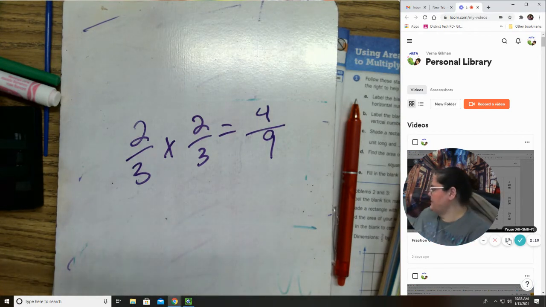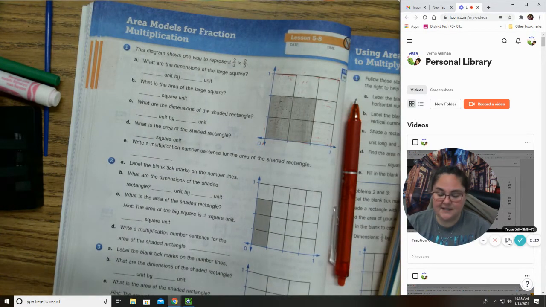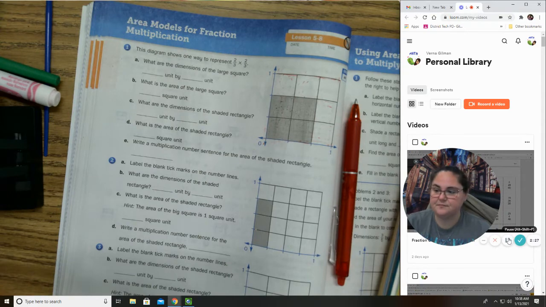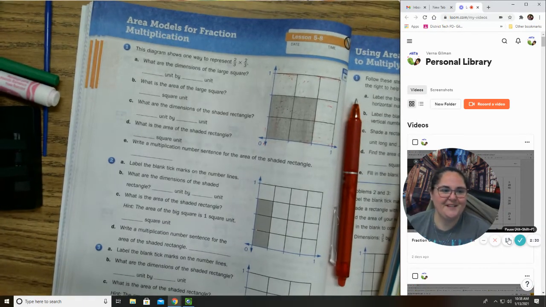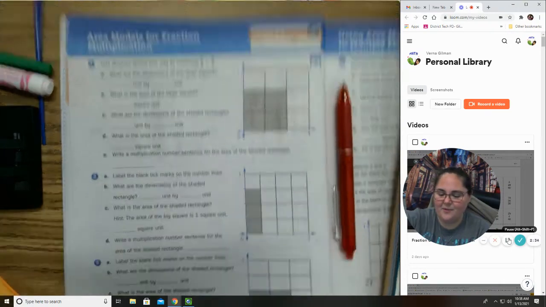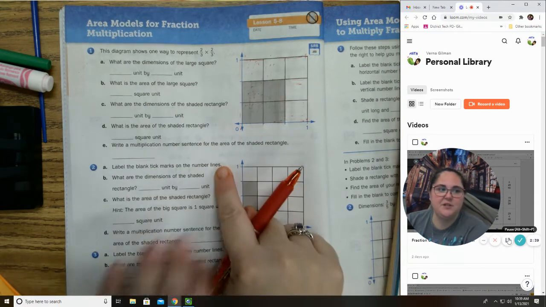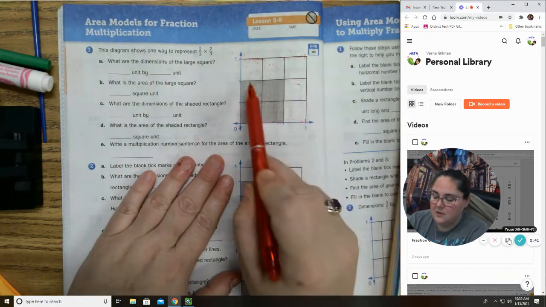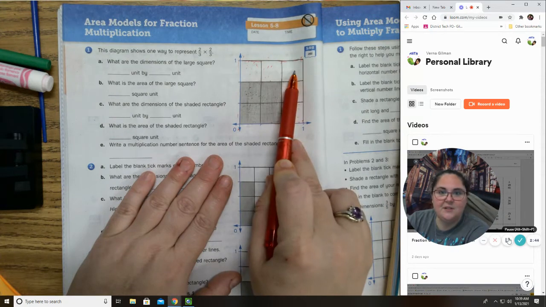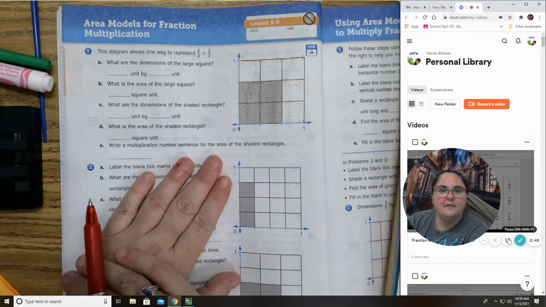All right, we're going to think about this paper folding method. We're going to think about some of the things that we've been learning, but we're going to take it to the next step. In your math workbook, we are going to be working on page 176 in your student math workbook volume 2. There we go. All right, we're going to look at the directions. It says the diagram shows one way to represent 2/3 times 2/3. It's separated into thirds this way with 2 of them shaded, thirds this way with 2 of them shaded.